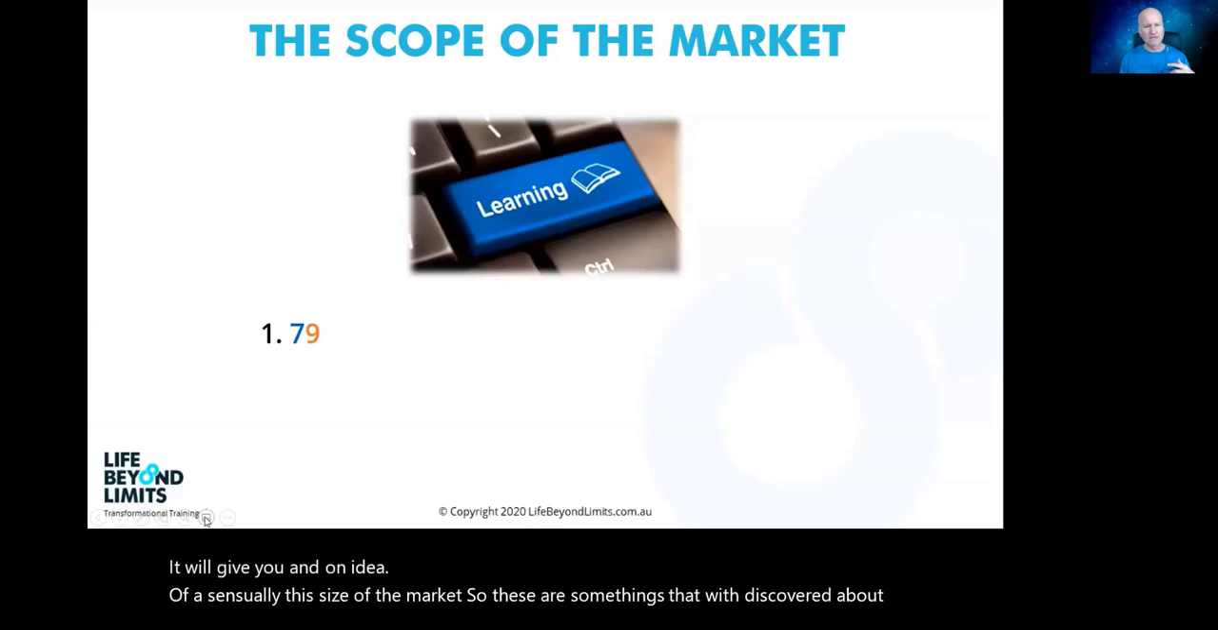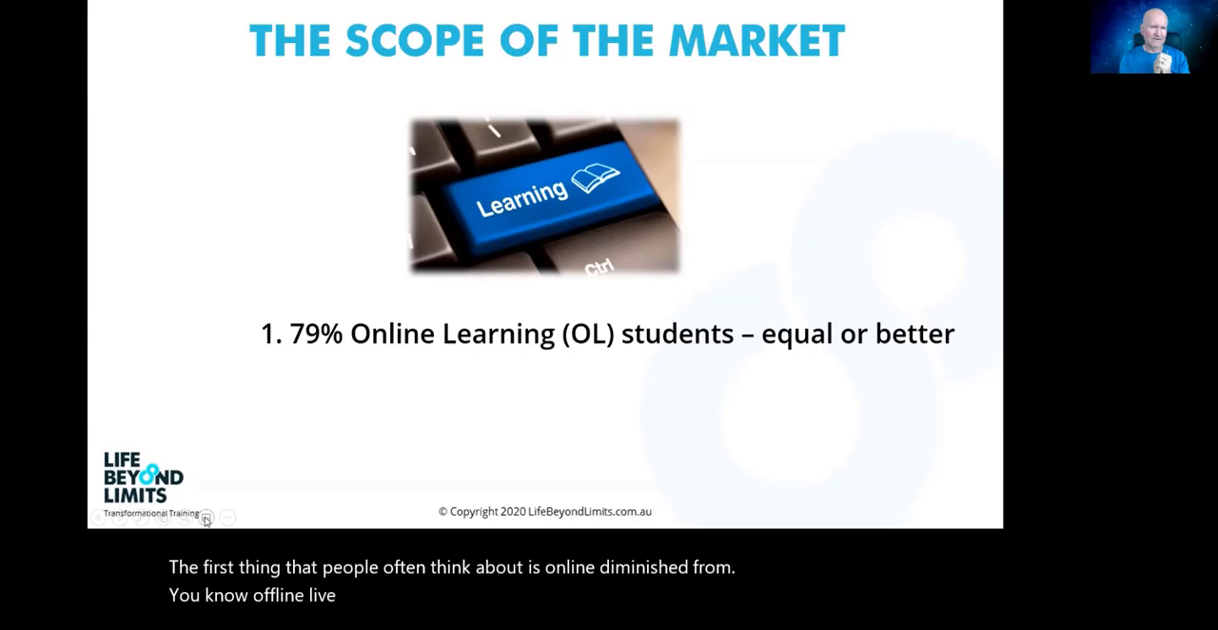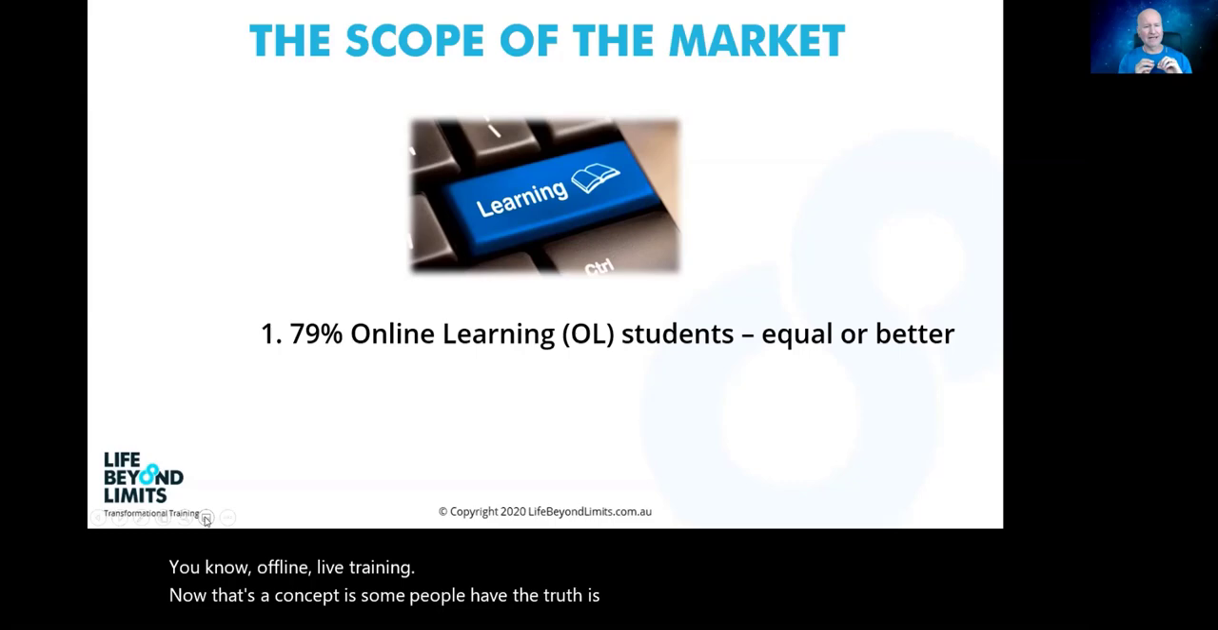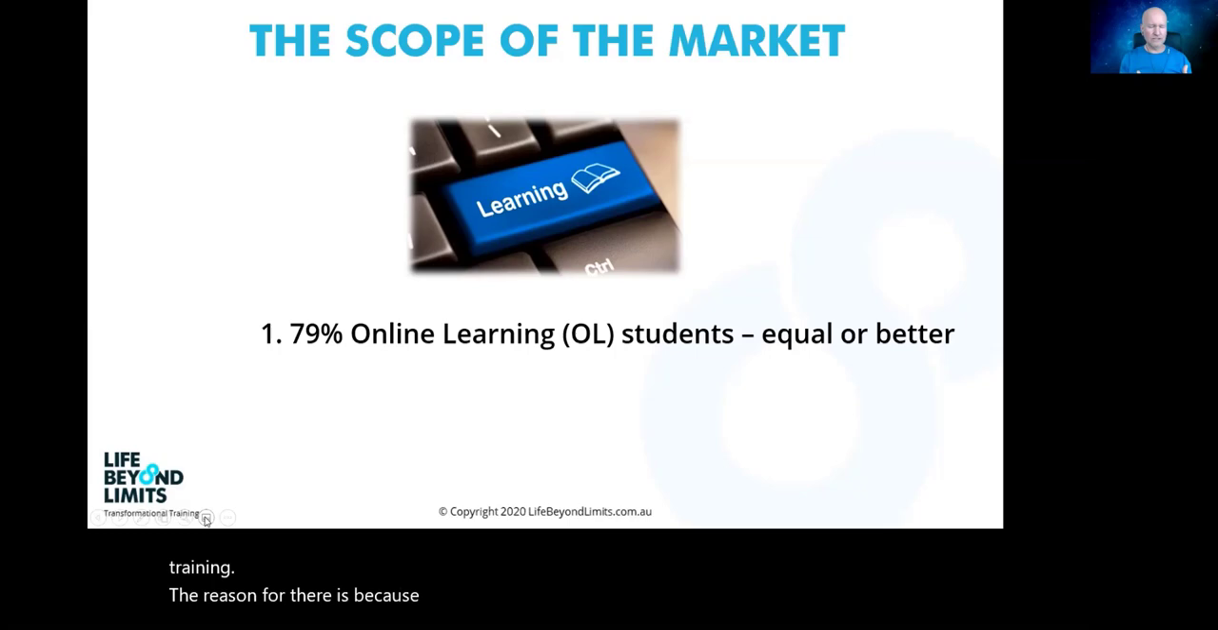The first thing that people often think is that online is diminished compared to offline, live training. That's a concept some people have, but the truth is the game is changing. There are many online programs that are starting to become superior to live trainings, because these days you can add things so easily and so digitally, and you can jump from one media to another.